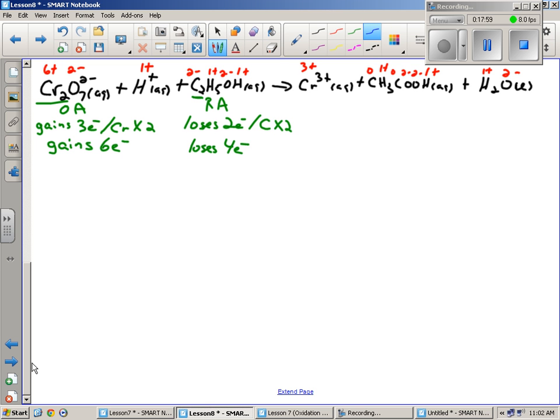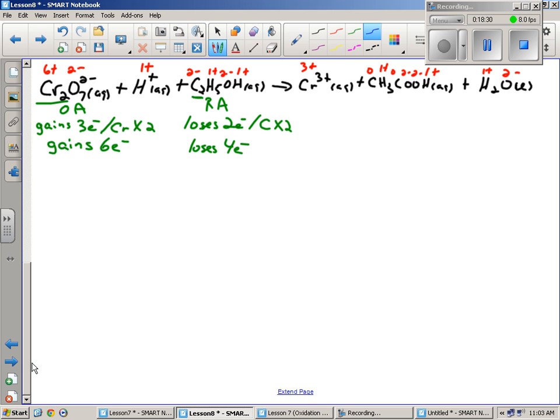So, at this point, when you think back to what we've done, we're now at our reduction half-reaction and our oxidation half-reaction. We haven't written those out in a big long line, but I know that this one gains 6, so that one loses 4. Picture a reduction half-reaction with 6 electrons on the left-hand side, and an oxidation half-reaction with 4 on that side. How are we going to balance those out?